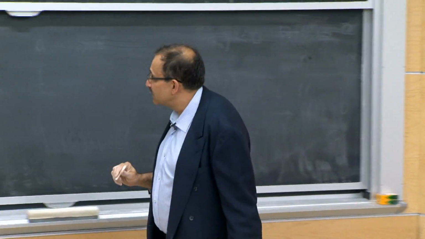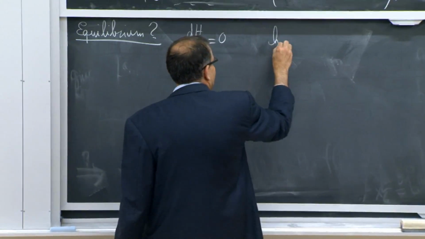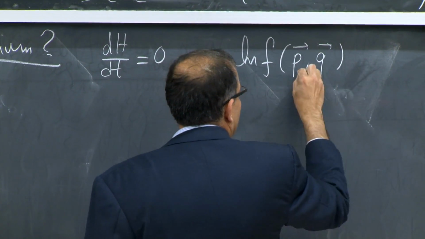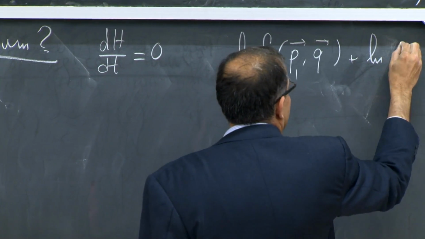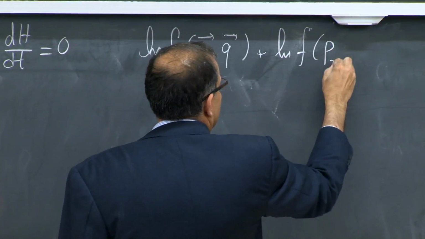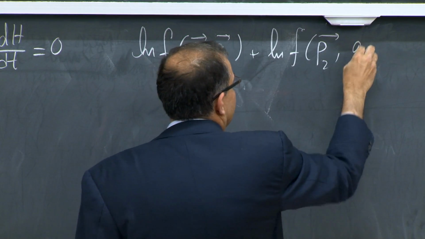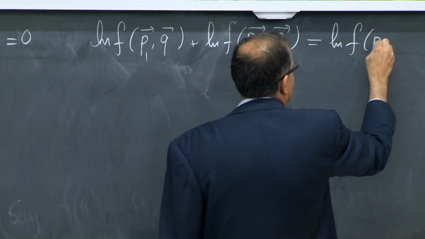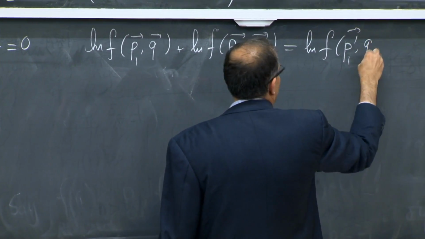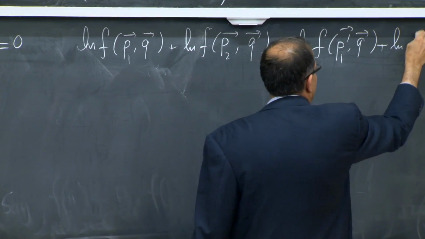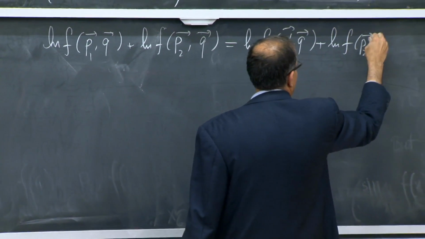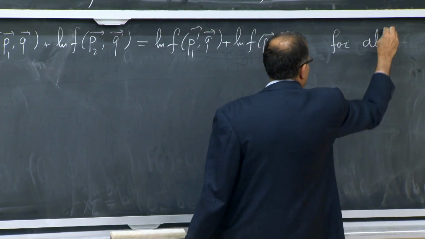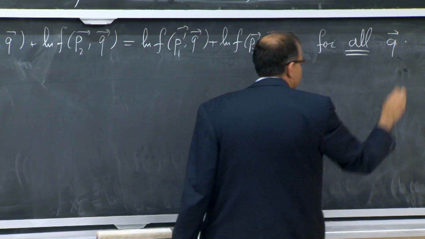Right? So that means that I would require that log of f at any q, evaluated, let's say, for P1 and P2, should be the same thing as log of f evaluated at P1 prime and P2 prime. This should be true for all q. Right?